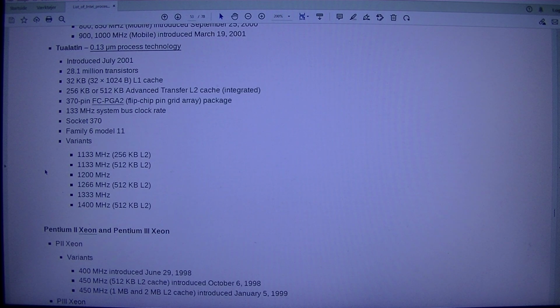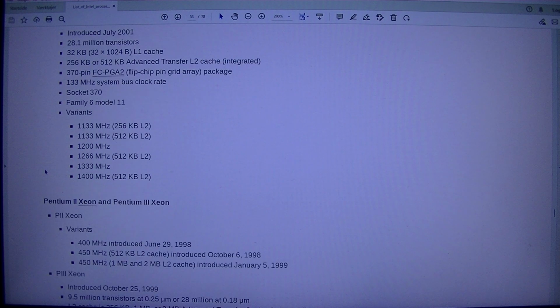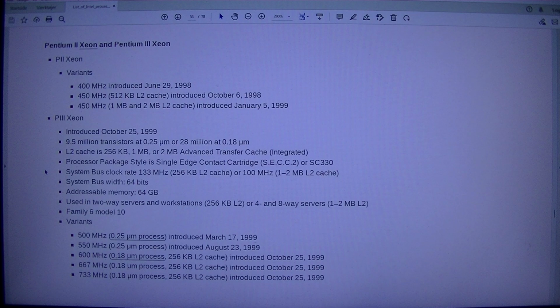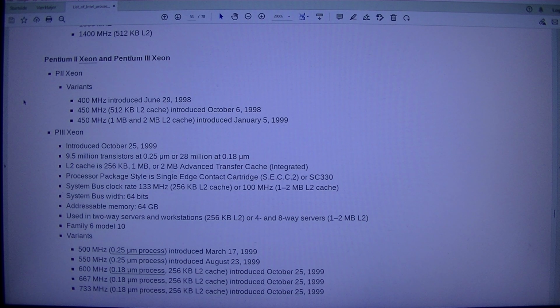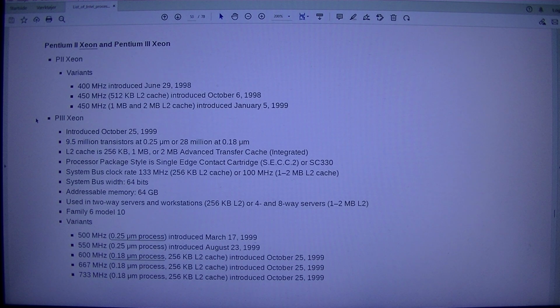Pentium 2 Xeon and Pentium 3 Xeon. PII Xeon variants: 400 MHz, introduced the 29th of June, 1998. 450 MHz, 512 kilobytes L2 cache, introduced the 6th of October, 1998. 450 MHz, 1 megabyte and 2 megabytes L2 cache, introduced the 5th of January, 1999. PIII Xeon introduced the 25th of October, 1999.